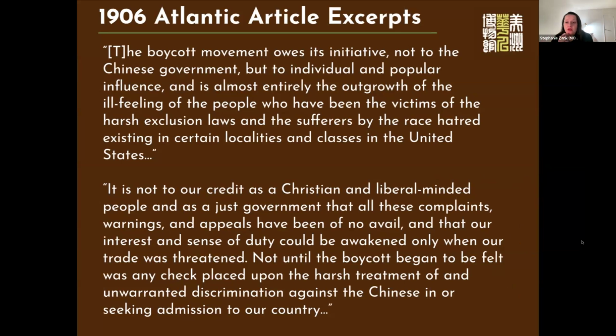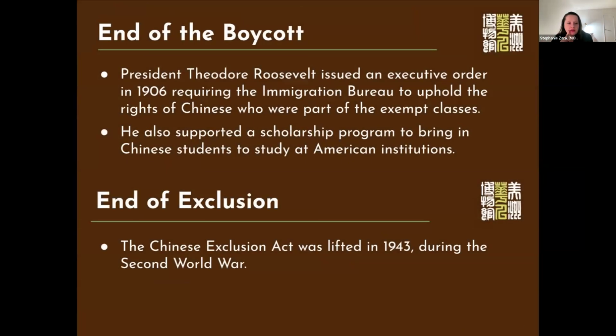The boycott does end. If we go to the next slide, I'm looking at my clock, so I do need to keep us moving. The boycott does end in 1906, in large part because of President Theodore Roosevelt's actions. He issues an executive order requiring the Immigration Bureau to uphold the rights of Chinese who are exempt. He has really aggressive enforcement officers moved to other positions where they're not dealing with Chinese. And he's supporting a scholarship program to bring Chinese students to the US to study.